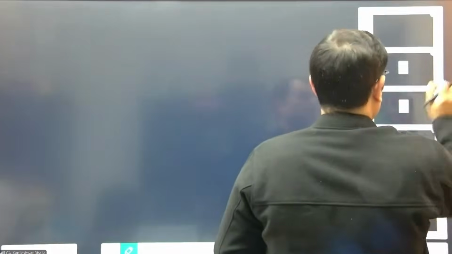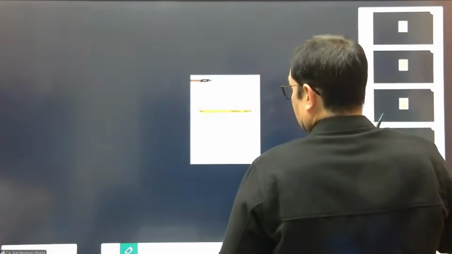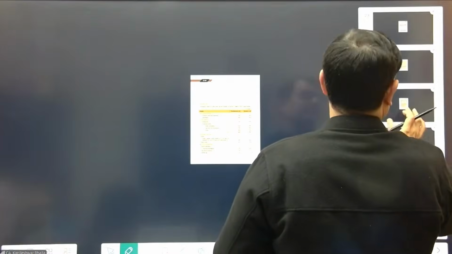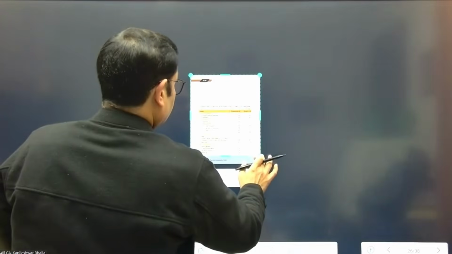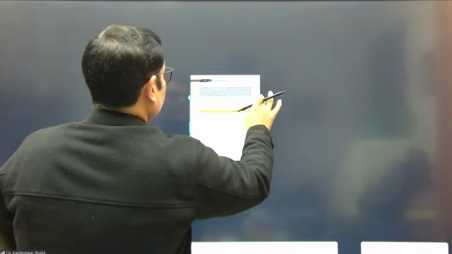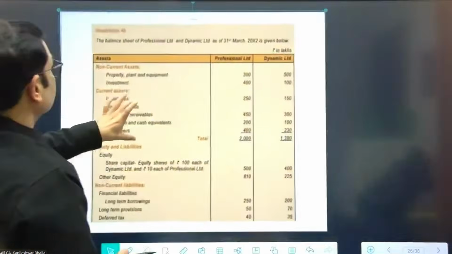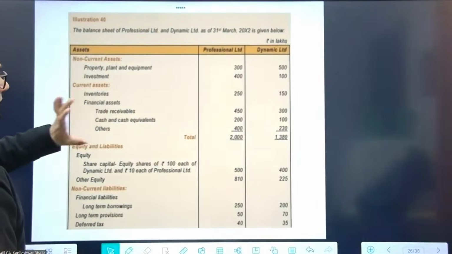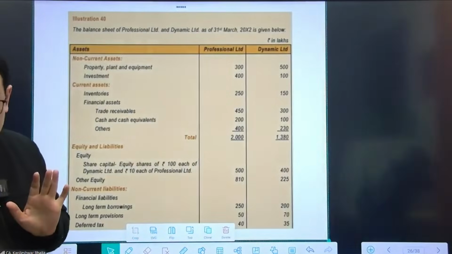Yes, that's great. So I'm just going to first start with a question in the study material, and that's a comprehensive question which is covering the aspect of acquisition accounting. This is illustration number 40. Let me just crop this up to show you. In the study material, it is illustration number 40 by the name of Professional and Dynamic Limited. I guess that should be pretty much visible indeed.